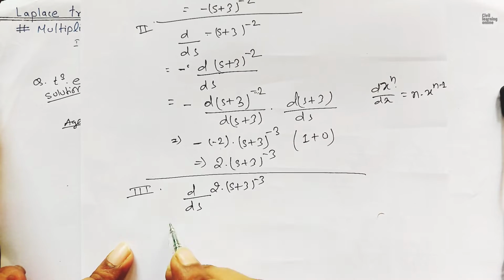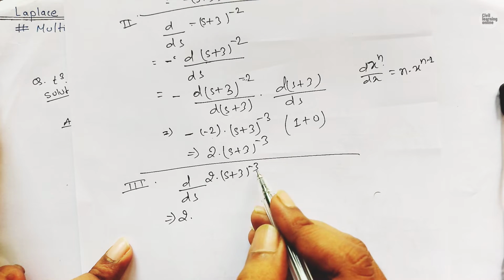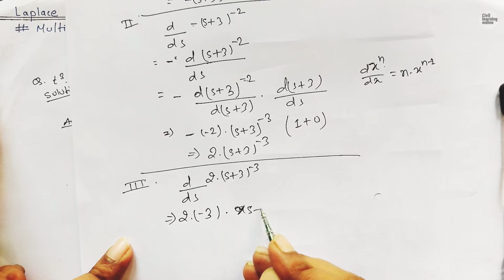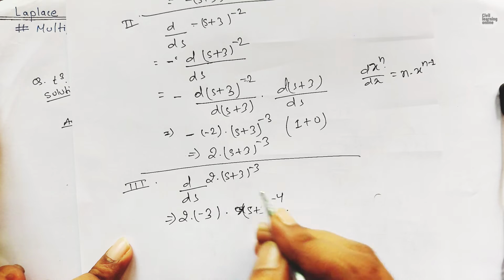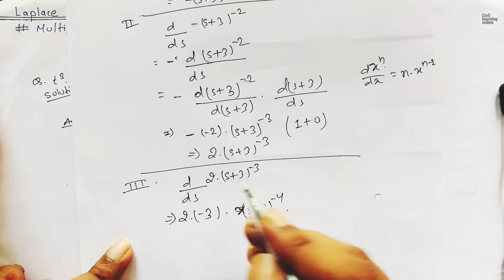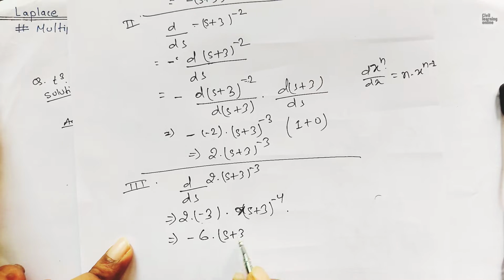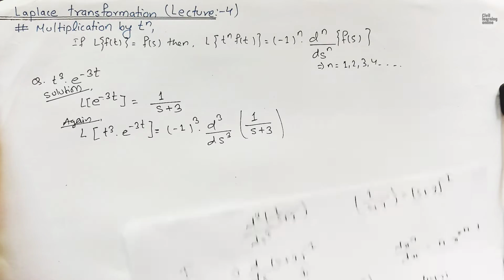the power minus 3, we will get here 2 times, and the derivative of again x to the power n is n times x to the power n minus 1, meaning (s plus 3) to the power minus 3 minus 1 will get minus 4, and the derivative of s and 3 will get again 1 and 0, so we will get this result. So on multiplication we will get minus 6 times (s plus 3) to the power minus 4, which can be written as minus 6 upon (s plus 3) to the power 4.